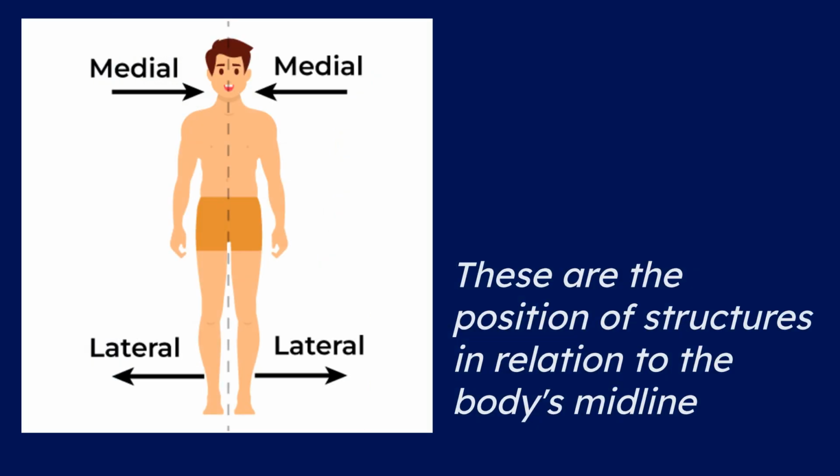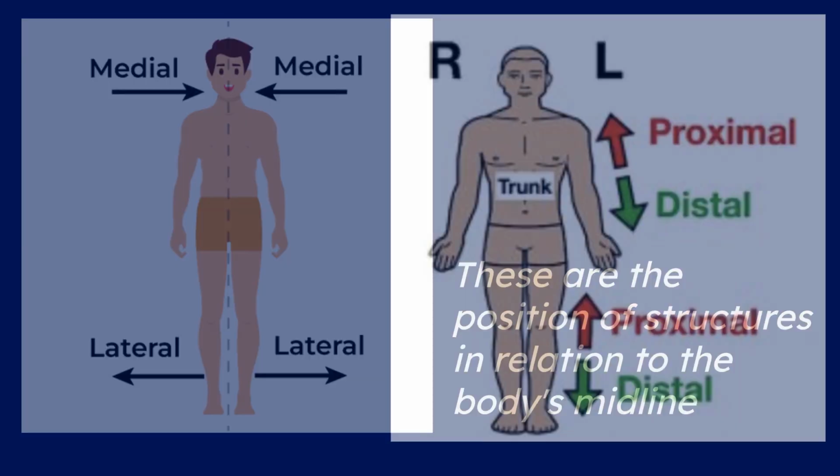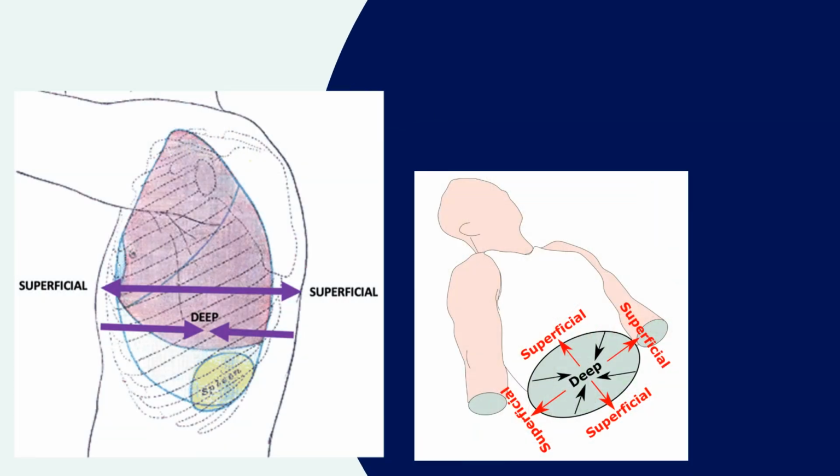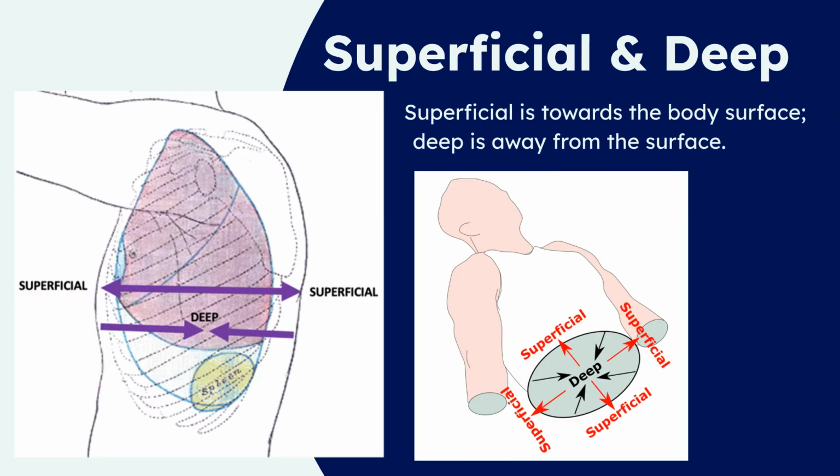Medial is towards the midline of the body, while lateral is away from it. Proximal and distal are used mainly for appendages. Proximal means closer to the point of attachment or the trunk of the body, and distal means farther away. Superficial refers to structures closer to the body surface, such as the skin. Deep refers to structures farther internal, like internal organs.